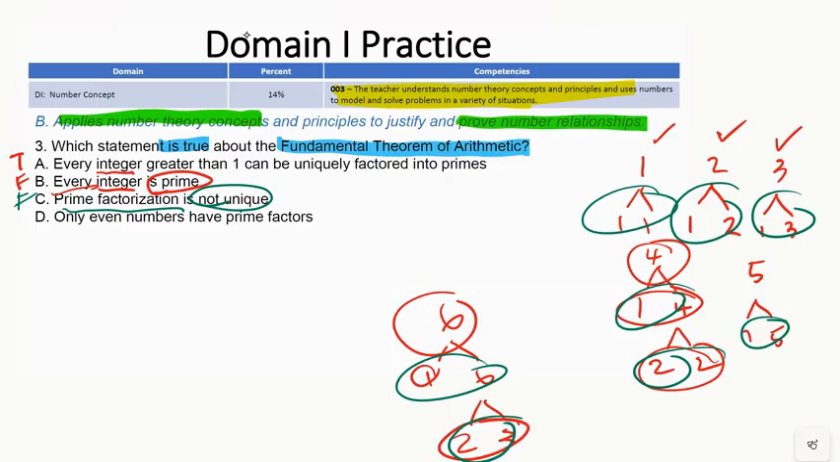Letter D. Can you read the letter D for me, please? Only even numbers have prime factors. What's the negative word there on letter D? Only. So on the test, that is a sign: do not choose me, I use the word only. There's no only in mathematics. So this is false. So what do you think is the answer? A. A is the answer. But is it difficult? No. This is just application of the theory, the fundamental theorem of arithmetic.